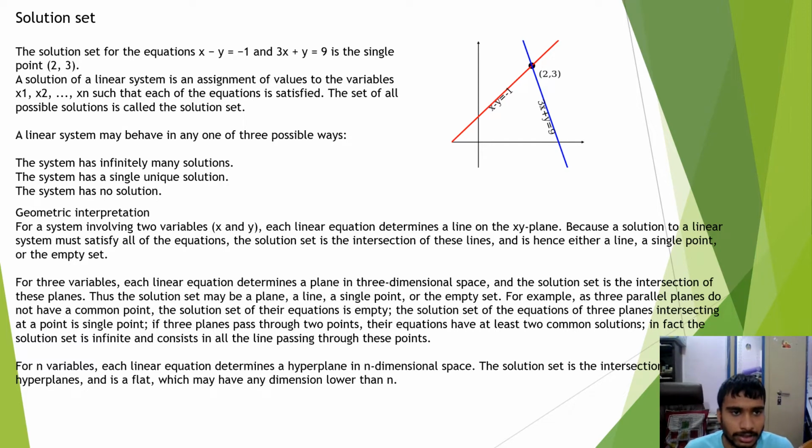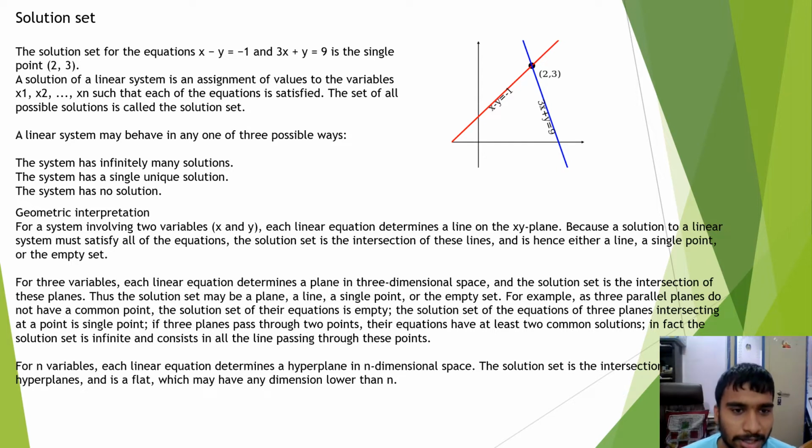Now the solution set. The solution set for the equations x minus y equals minus 1 and 3x plus y equals 9 is the single point (2, 3). A solution of a linear system is an assignment of values to the variables x1, x2 till xn such that each of the equations is satisfied. The set of all possible solutions is called a solution set.